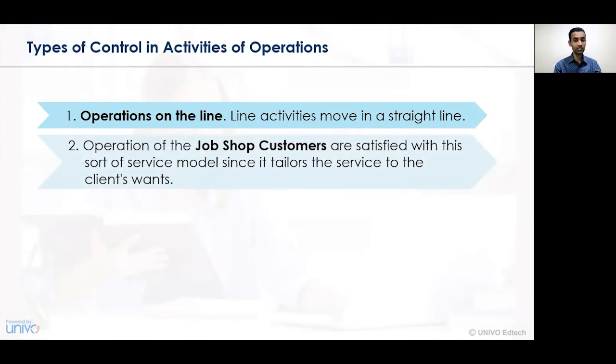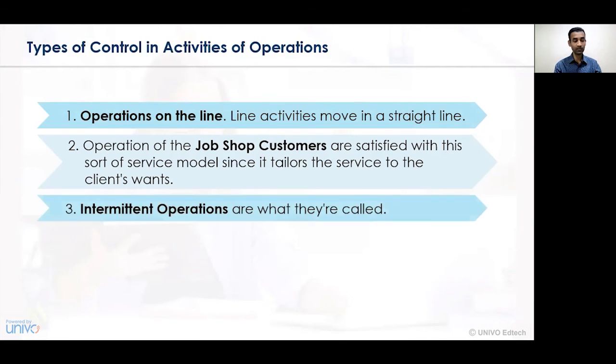The second activity is job shop operation. Customers are satisfied with this sort of service when it tailors the service to the client's needs. So in this particular case, the client or the customer gives a certain order to the respective company or the manufacturing agency, and accordingly, as per the demand from a particular consumer, the job shop activity is undertaken, and the product is designed.